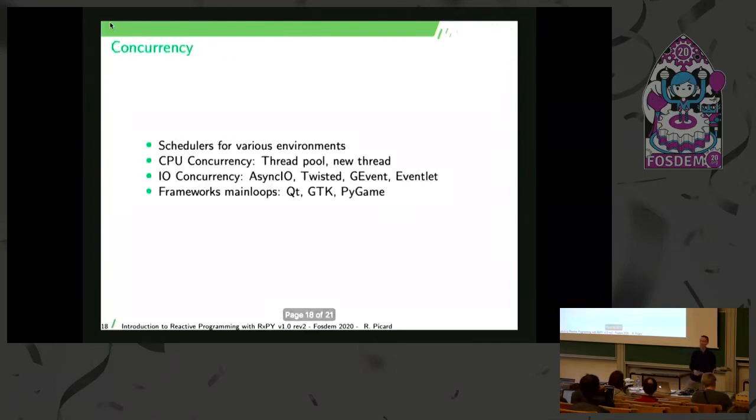Another thing that can be done with RxPY and ReactiveX is an easy way to deal with concurrency. So this is done with what we call schedulers. So you can handle different types of concurrency. CPU concurrency with thread pools or threads that are created on demand. We can also deal with I/O concurrency. We support several kinds of event loops, such as async I/O, but also some other ones, like Twisted, gevent. And there's also some built-in support for several frameworks that have main loops, such as Qt and GTK.